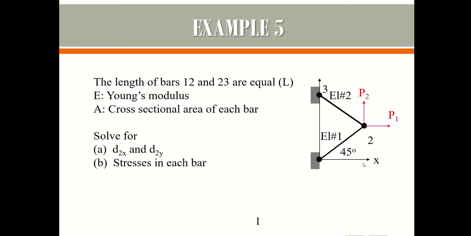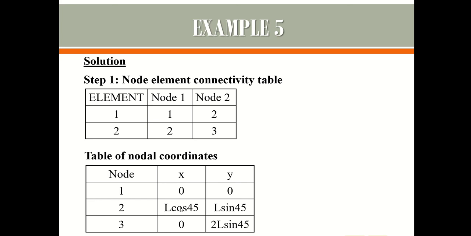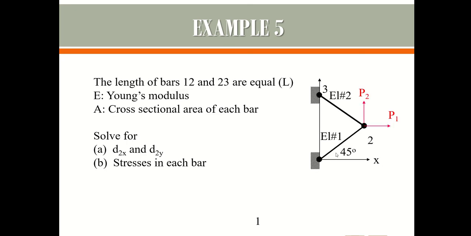So what is the X value here, measured from here? It is 0. What is the Y value here? 0. So the coordinate for node 1 is 0, 0. What is the coordinate for node 3? For node 3, x is 0. How about the height? This is L, this is L. So the height is 2L sine 45, because this is 45 degrees and here is half of here. The length is L, and this is L. So that is the coordinate Y for node 3.